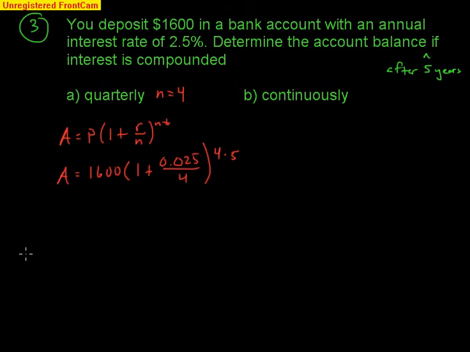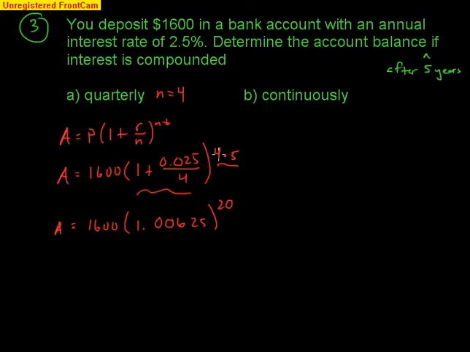So as I instructed you in class, figure out what some of those numbers are. Don't try to plug it all in at once because it's very confusing. So I figured out what this is, and I'm going to figure out what that is first. So A equals 1,600. This came out to be something very nice and even, 1.00625. And 4 times 5 is 20.